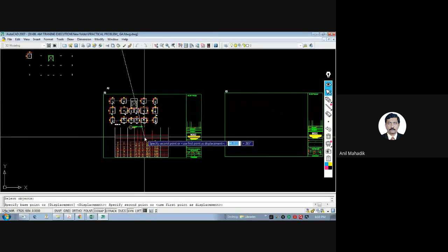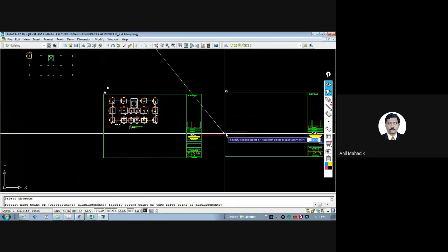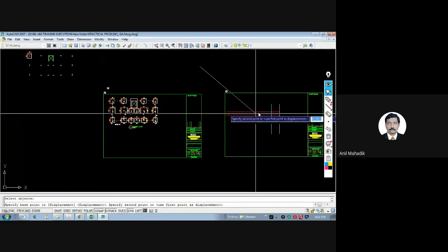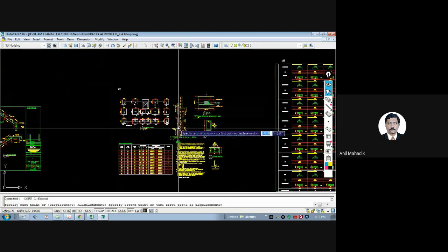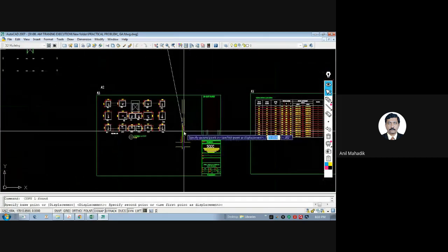You can think of putting the schedule. So can you fit in this? And if you are not able to fit in this, then you can put the schedule in some different sheet like this. Then you can put all these column details somewhere. So you can split that into different sheets also.